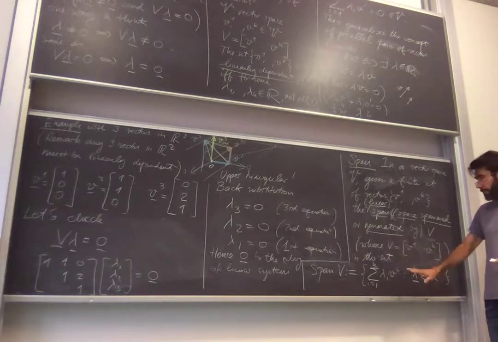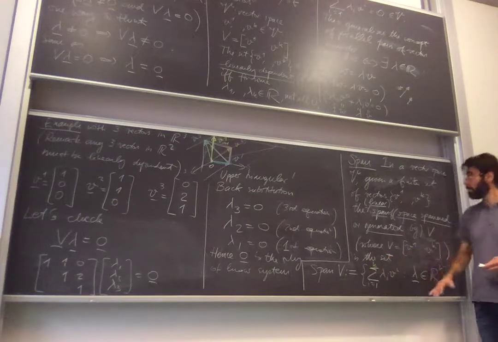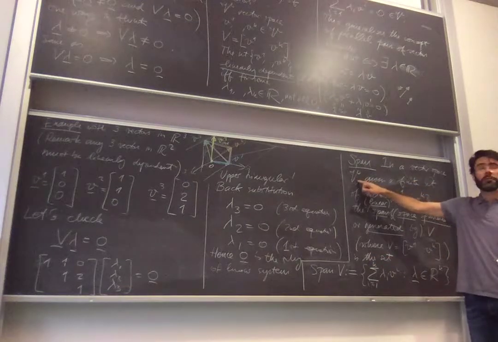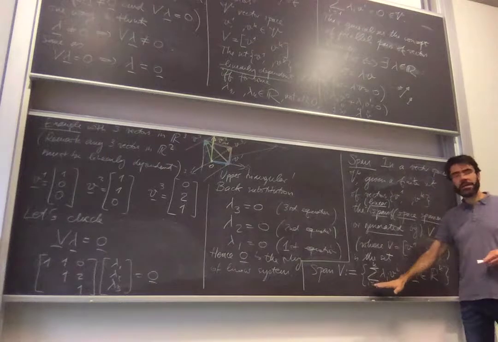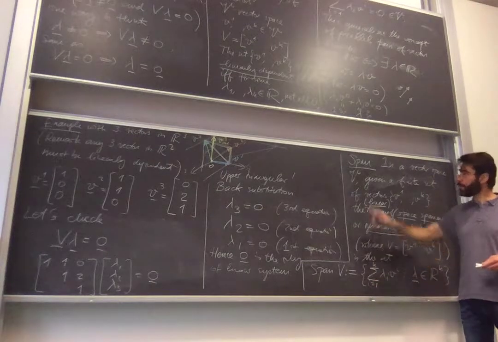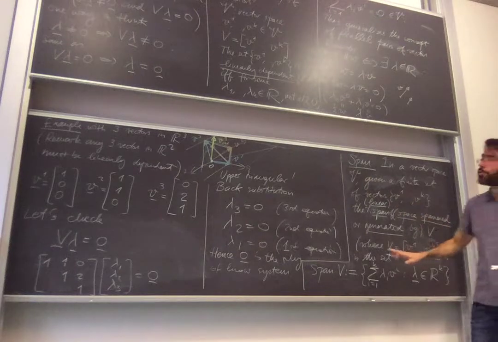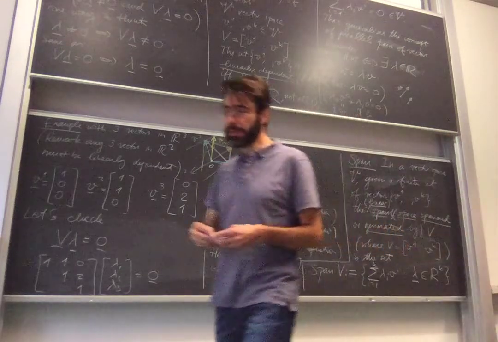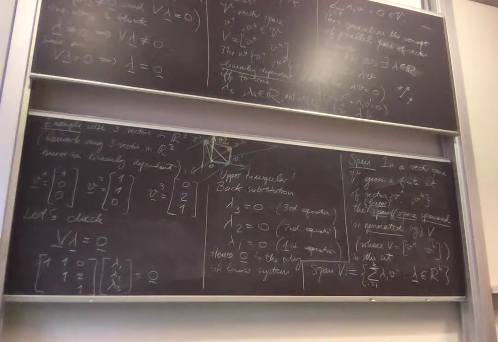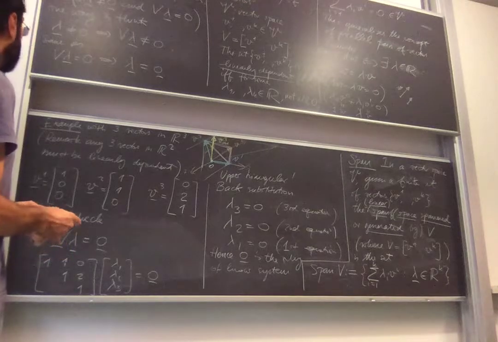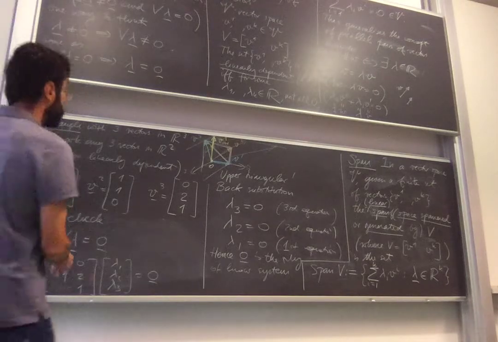Okay. Now, this is not telling you that the span of V has to be the space you started from. It's just telling you you get something, which happens to be a subspace of V. It might be V, but it might be something smaller than V. So let's check very quickly that we have a subspace. So that's indeed the case.